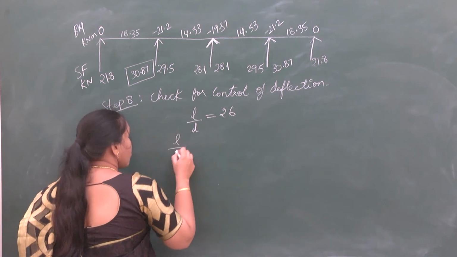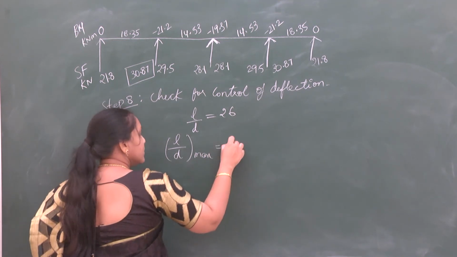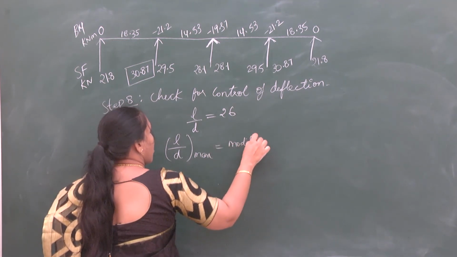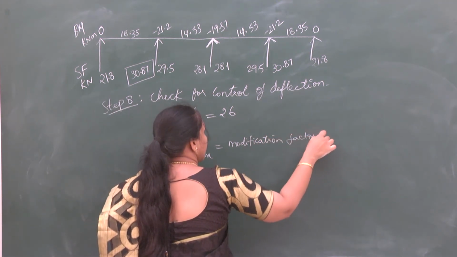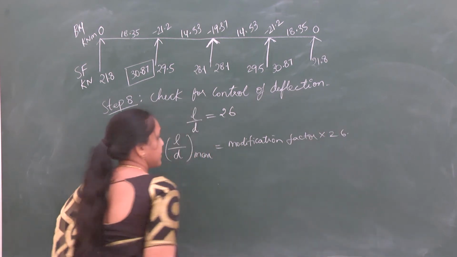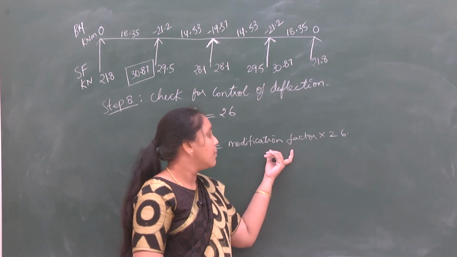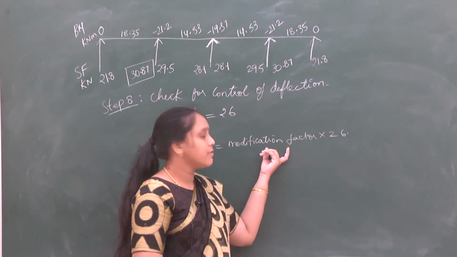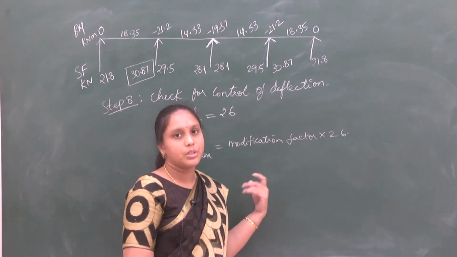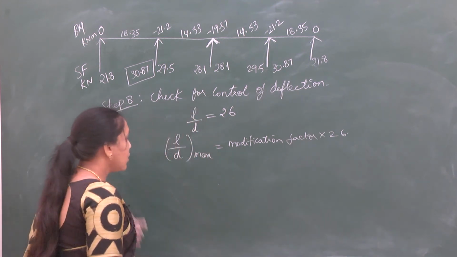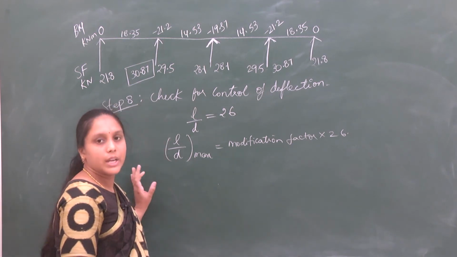Now, what will be the span to depth ratio maximum? The maximum value will be some modification factor into 26. So from where will we get this modification factor? The modification factor can be taken from figure 4 of IS 456 2000, which I have already discussed previously. So in figure 4, how will we take the modification factor?